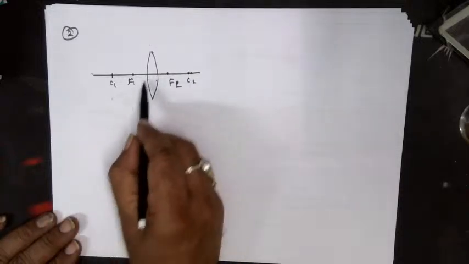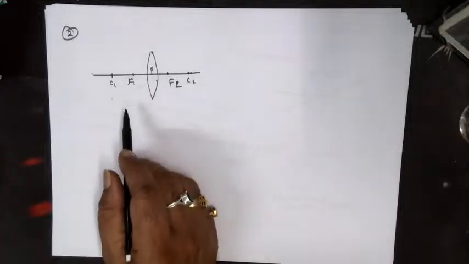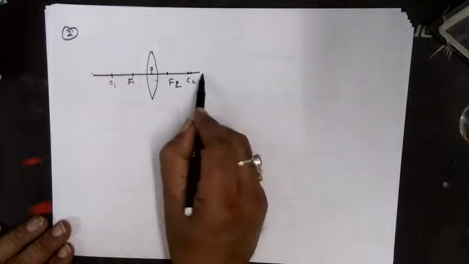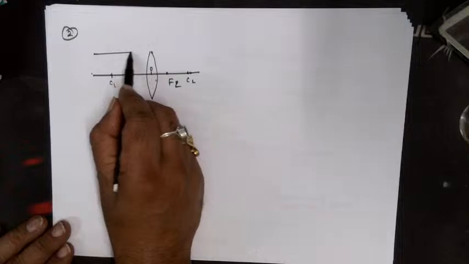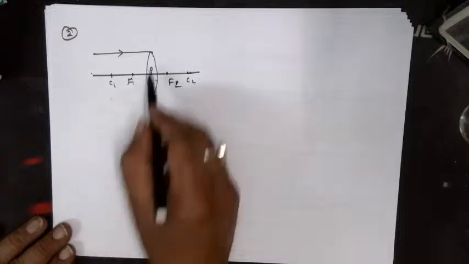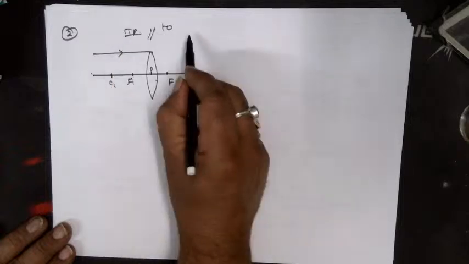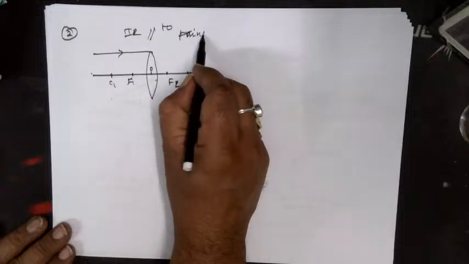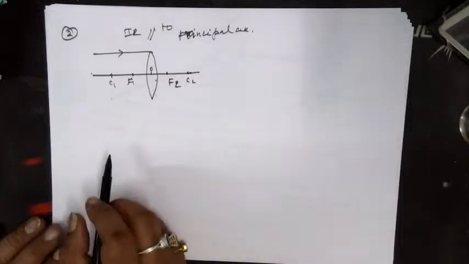What is radius of curvature? This OC1 is the radius of curvature, is it not? O is the optical center. Now, this is the principal axis. C1, C2 is the principal axis. So here, let me draw the incident light parallel to the principal axis. Are you able to understand? So parallel to the principal axis. Incident ray parallel to principal axis. Then what happens?